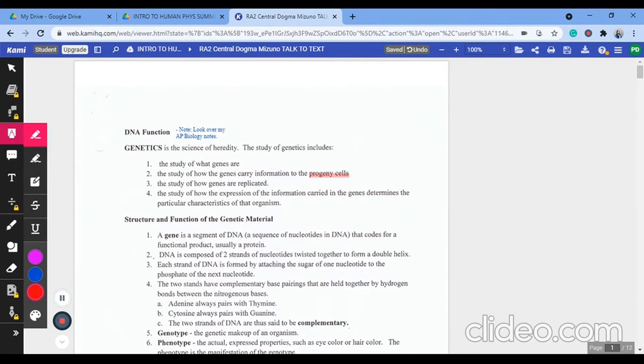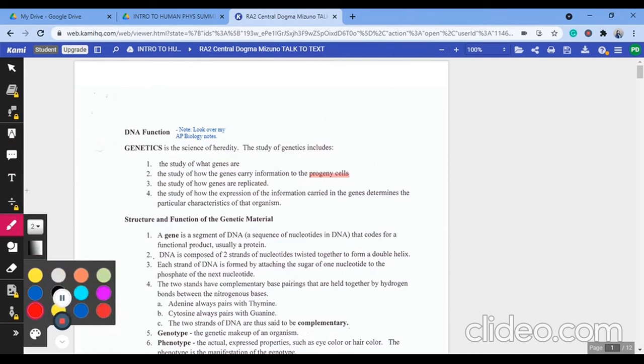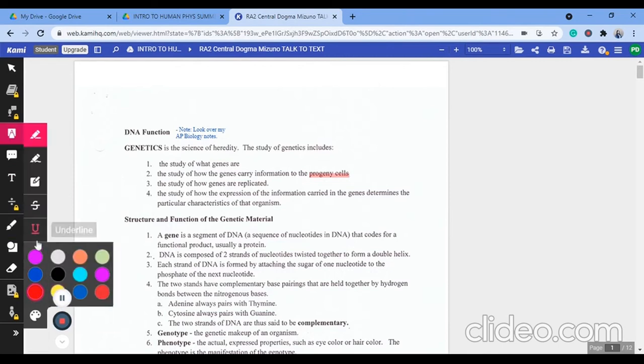Genetics is also the study of how genes are replicated, and lastly, the study of how the expression of the information carried in the genes determines the particular characteristics of that organism. Okay, so those are pretty straightforward definitions of genetics. I could understand them clearly, except for the part about progeny cells, which of course I still need to look up. But for now, I'm just going to highlight the meaning of genetics right here.